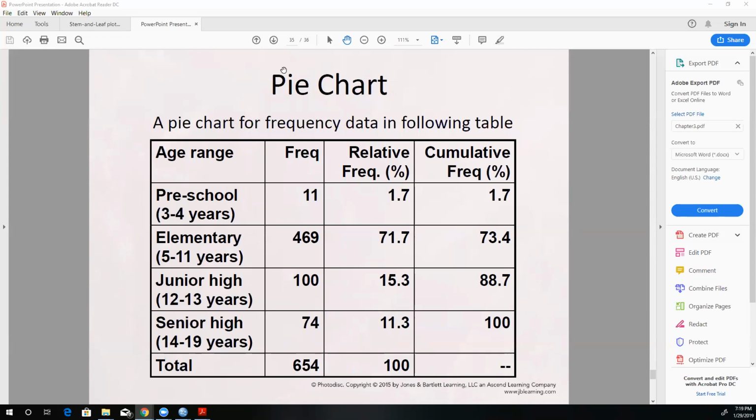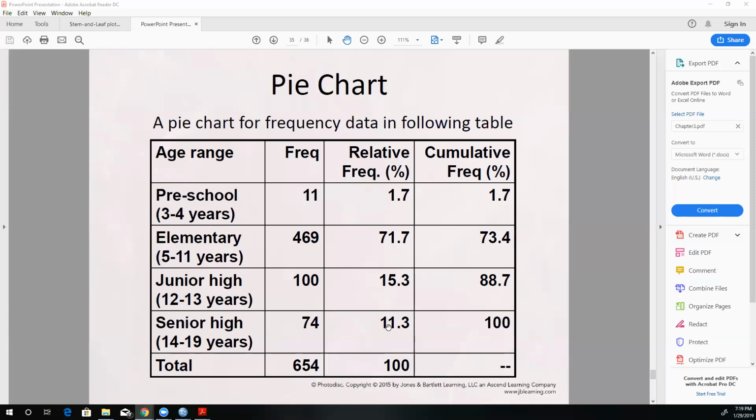And then when do we use a pie chart? We use a pie chart when we are looking at proportions, parts of a whole. So if you have a total number of students, 654, how many of them were in the preschool years, how many were in elementary school years, how many were in junior high, and how many were in senior high.